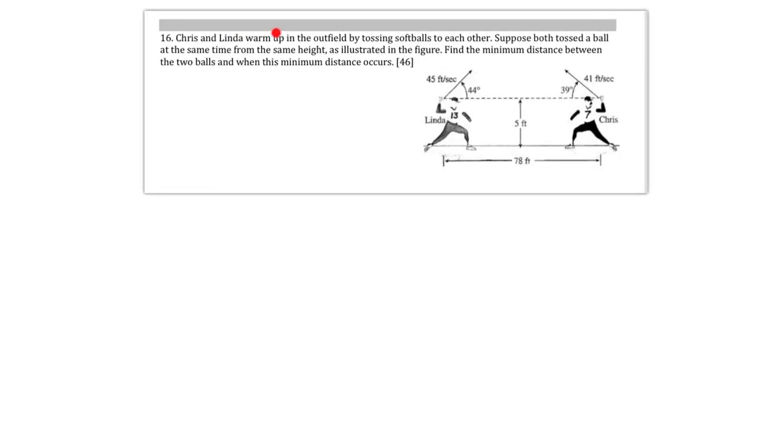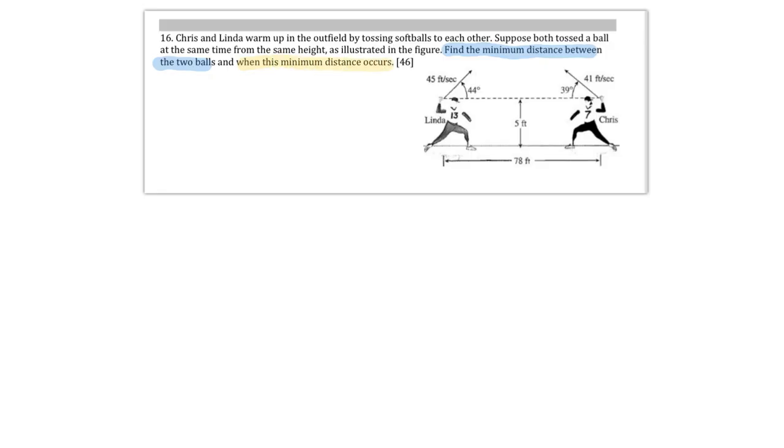Chris and Linda warm up in the outfield by tossing softballs to each other. Suppose both toss the ball at the same time from the same height as illustrated in the figure. Find the minimum distance between the two balls and when this minimum distance occurs. So that actually is two questions. Find the minimum distance between the two balls and when the minimum distance occurs.